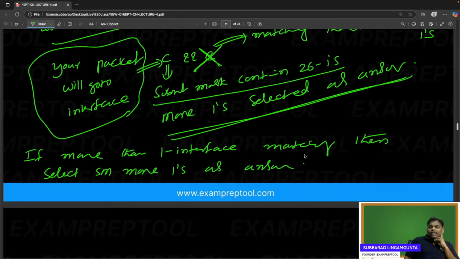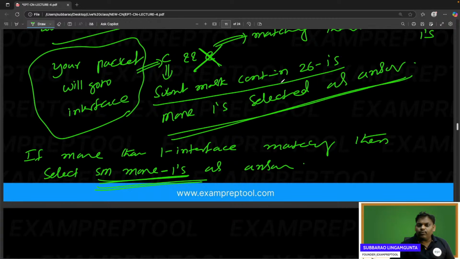If more than one interface is matching, then select the subnet mask which has more ones as the answer. Then I'm writing, select the subnet mask whichever has more ones. The subnet mask which contains more ones is the answer.